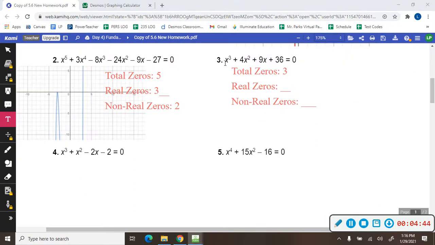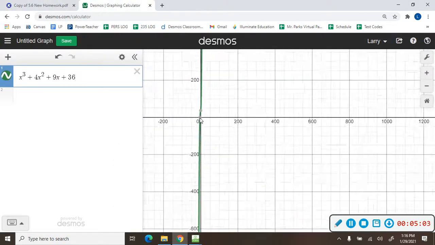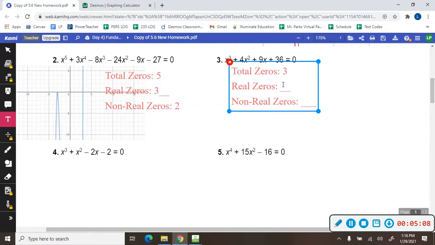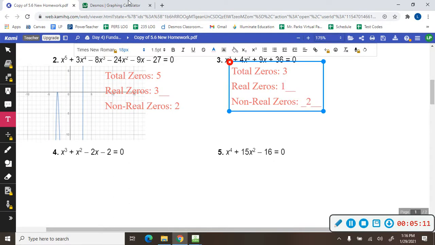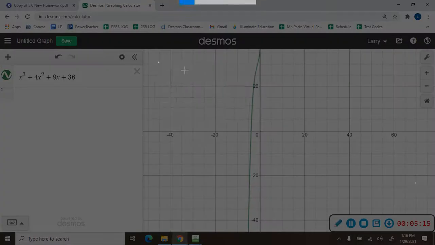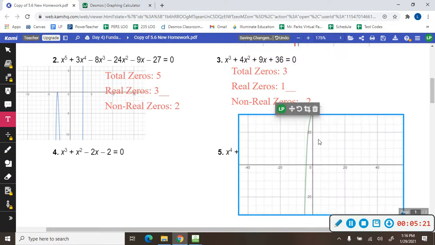All right, next we're looking for 3 total zeros. And keep in mind, the answer is either going to be 3 and 0 or 1 and 2. Those are the only options. So if I go look at the graph, I see that it has one real solution. One real, that means the other two are complex. So I put 1 and 2. And then if I wanted to, I could take a little screenshot there, add it to my picture. And there we go.